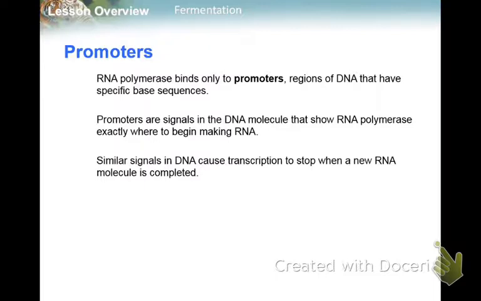How does our RNA polymerase know when to start making mRNA? Regions of DNA that are called promoters have this code that tells RNA polymerase, bind here. This is where you start transcription. They have specific base sequences, and they're signals that show RNA polymerase where to begin making RNA.